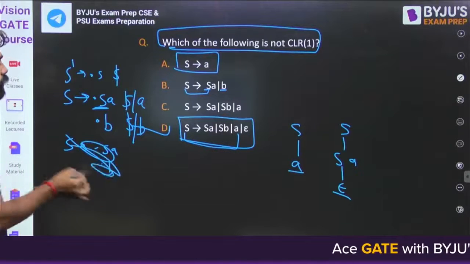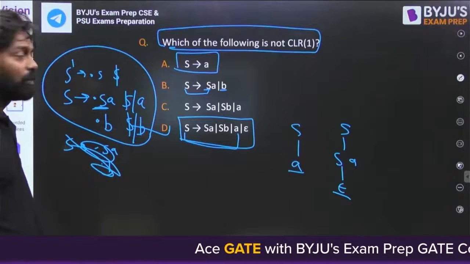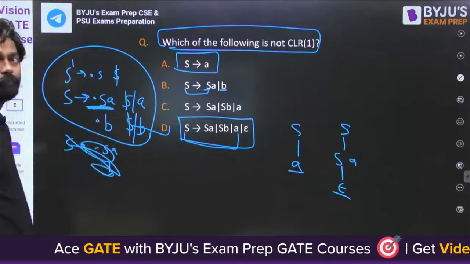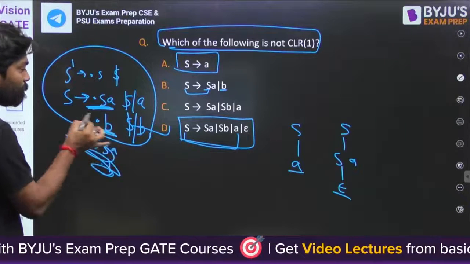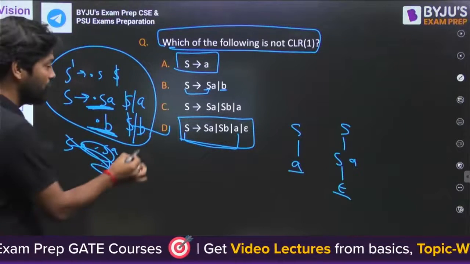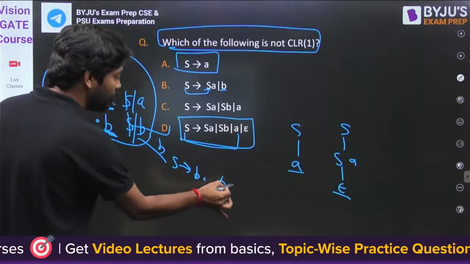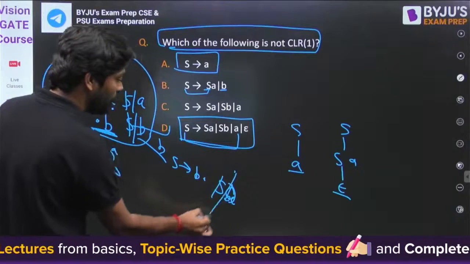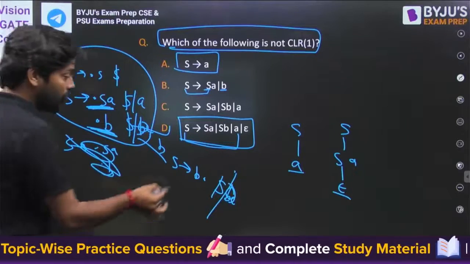So this is nothing but your first state, I naught. Now see clearly here, this is a state item. It is shifting on B: S goes to B dot, with lookahead dollar and A, sorry, dollar and A, not B. This is A actually. Dollar and A.